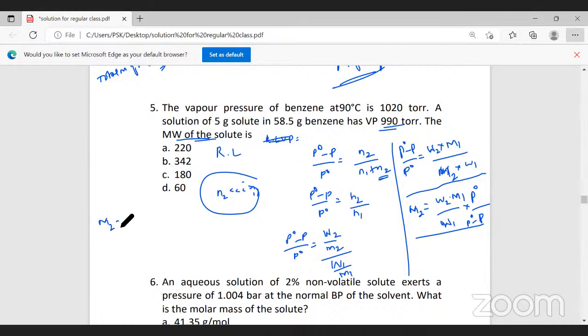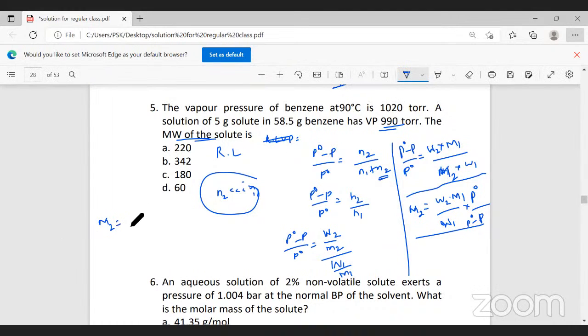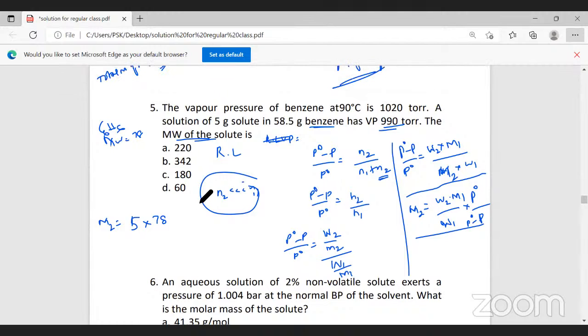Now tell me, what is the molecular mass M2? M2 will be W2. What is the W2 they've given? 5 grams of solute. And M1, what is M1? They have given the vapor pressure of benzene at 90 degrees, and this is a solution of 5 grams of solute in 58.5 grams of benzene. M1 stands for molecular mass of the solvent. Here the solvent is benzene, C6H6, and its molecular mass is 78. Don't get confused: M1 stands for molecular mass of the solvent.